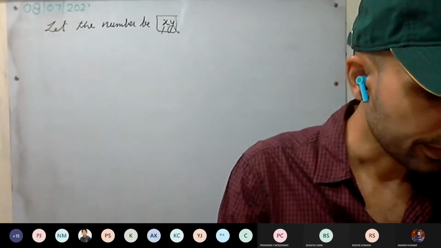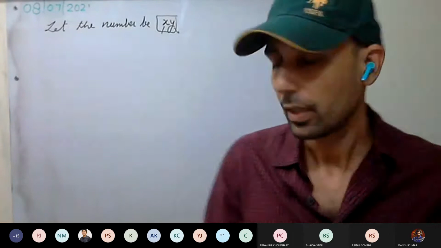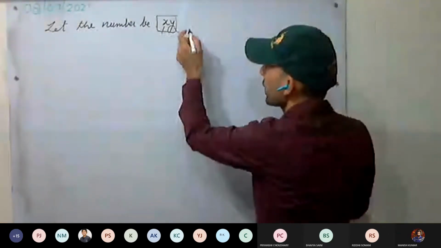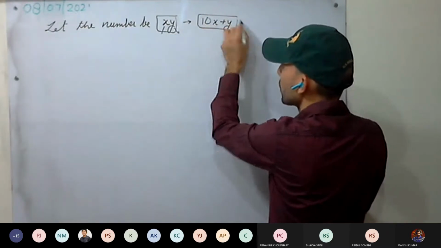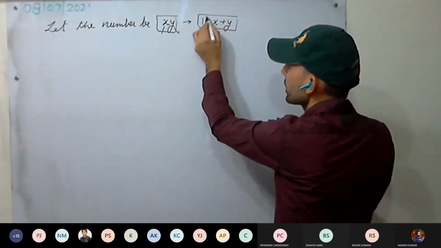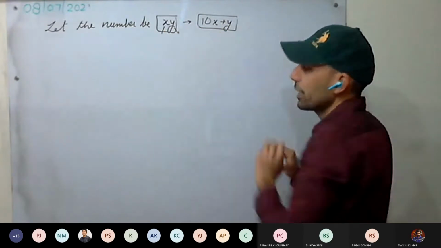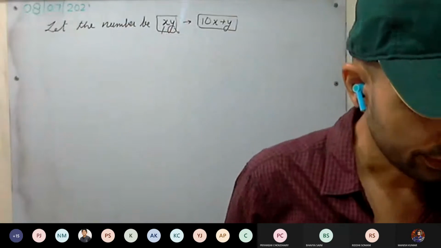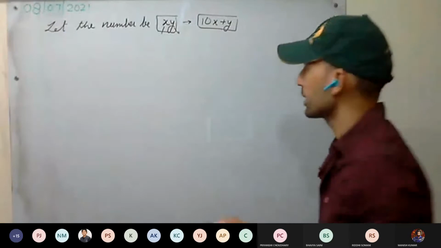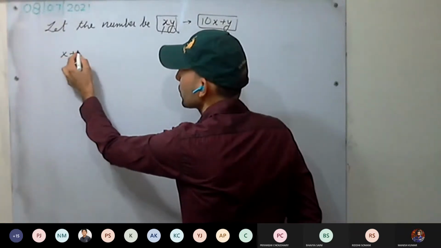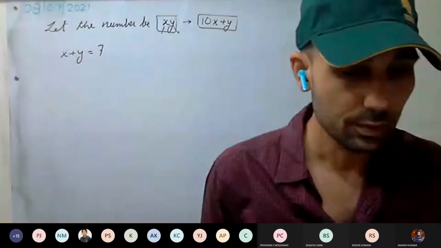The sum of the digits of a 2-digit number is 7. Again, we are taking this number as xy, and this number means it is 10x plus y. They are the digits of a number, so if you expand it, it will be like this. The sum of digits, they are saying, means x plus y equal to 7. It is provided to us.